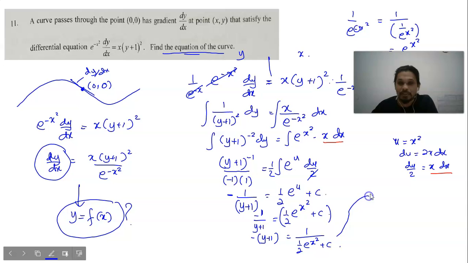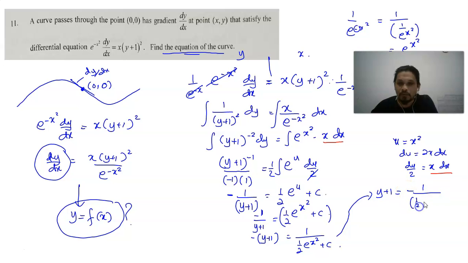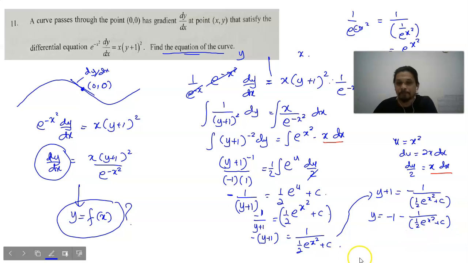Okay, I bring it to the side here and multiply by negative left and right. So y plus 1 equals negative 1 divided by 1 over 2 e to the power of x squared plus c. Then y equals negative, for this positive, bring it to the side and it becomes negative. So then, negative 1 minus 1 over 2 e to the power of x squared plus c.